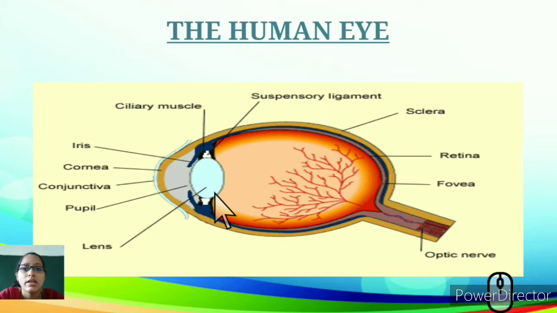Actually, the image that gets into the eye is always inverted, but once it gets into the retina and gets refracted back, you can see the image as we see it, as it is. So let's start with the topic.